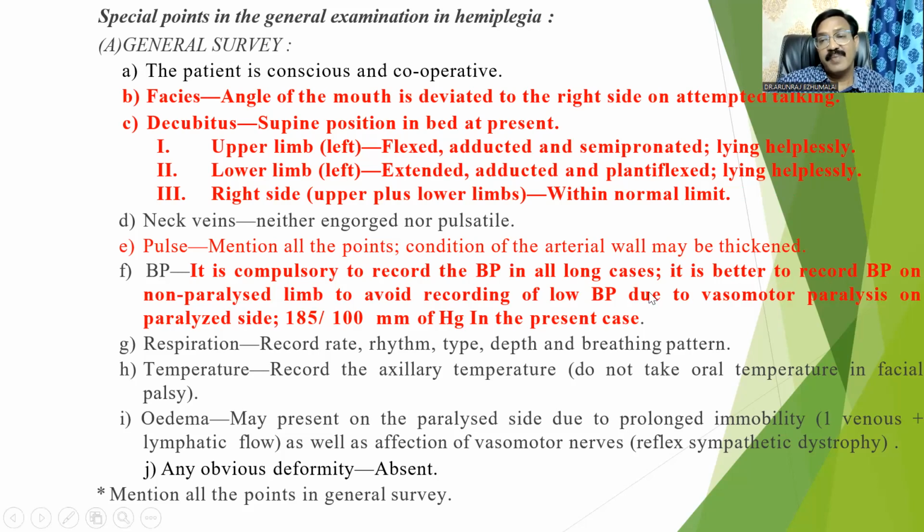So always record the BP in long cases. Better to record it in both the upper limb and lower limb. Better to record BP on the non-paralyzed limb to avoid low BP due to vasomotor paralysis on the paralyzed side. So record BP on the non-paralyzed side, in both upper and lower limb if time permits, and don't record on the hemiplegic limbs. Respiration, temperature, edema: these are general things that should not be forgotten. All the things that have been marked red, you should not forget to mention.